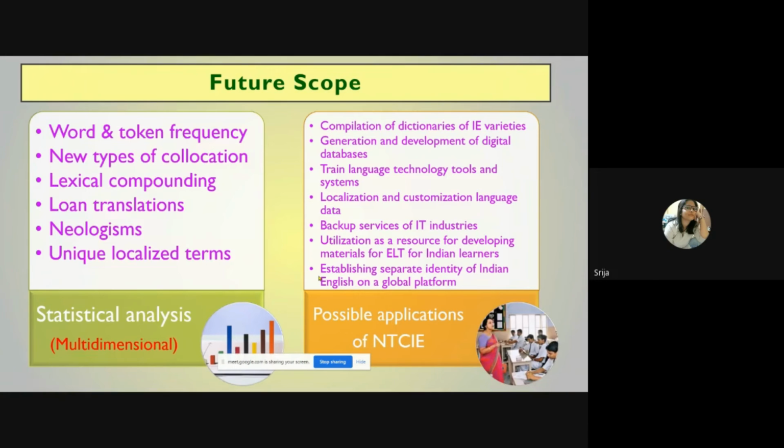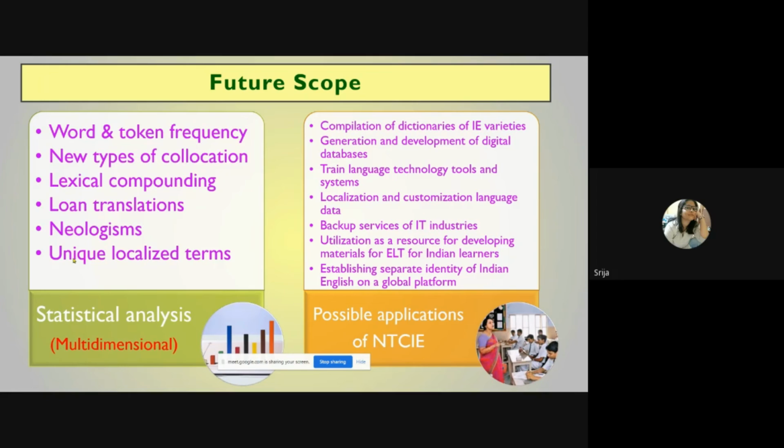Okay, so the future scope of our study. The first one is multidimensional statistical analysis. We can use NTCIE to perform word and token frequency, to see new types of collocation emerging from these localized varieties, lexical compounding, loan translations, neologisms, and unique localized terms.